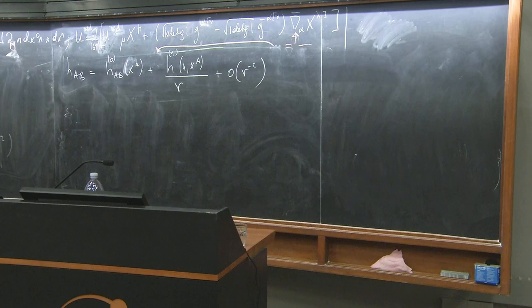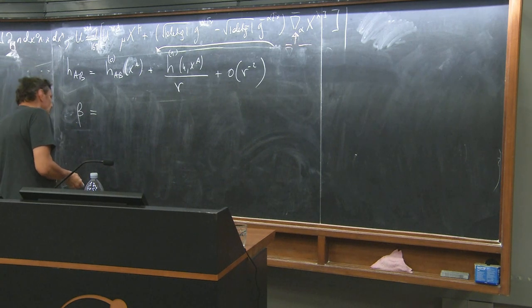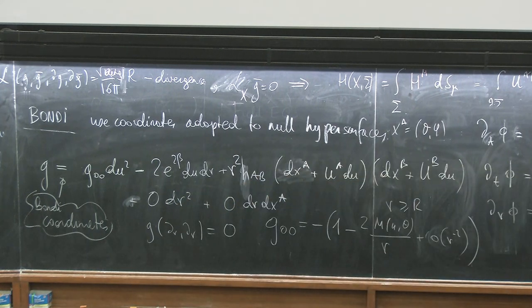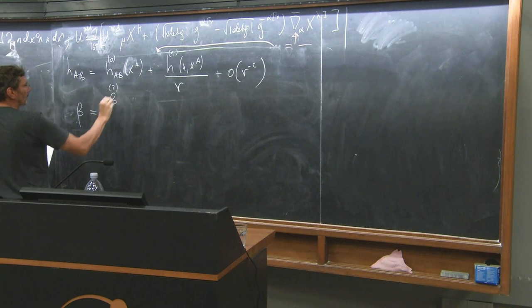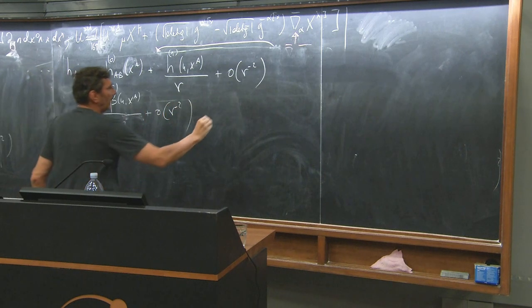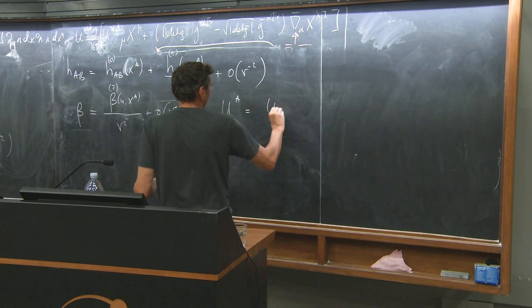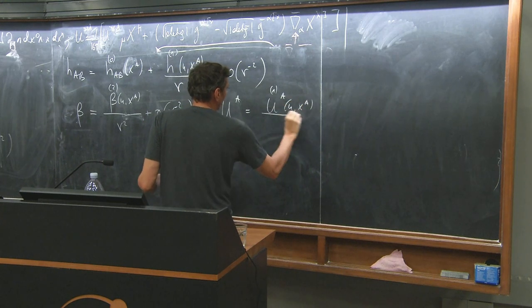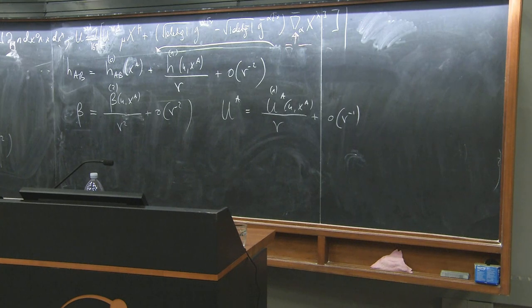What else? This function beta should go to zero. In fact, if you calculate it using Einstein equations, let me anticipate the formula and then I will explain where it's coming from. Well, let me just write it like that. So you have a function of angles and time over r squared plus lower order terms. And UA: in the model case, UA is zero, so it should be going to zero, so it should be just UA of U and XA divided by R plus little o of R to the minus 1. Okay, so that's the Bondi ansatz.